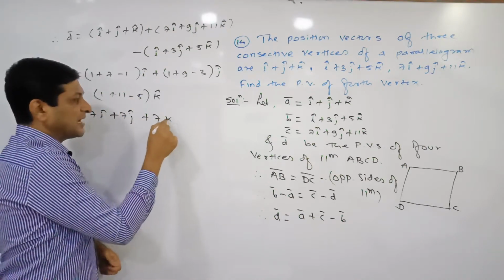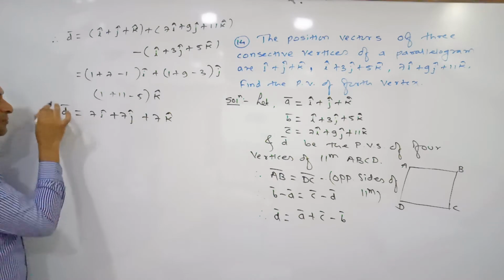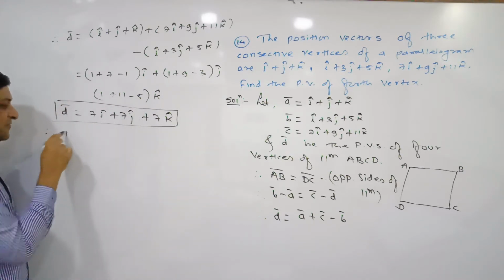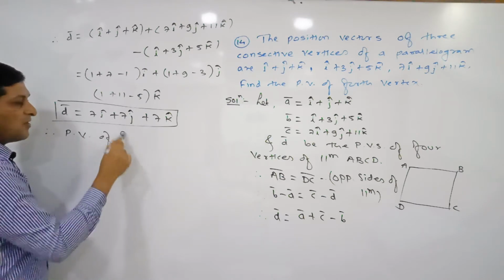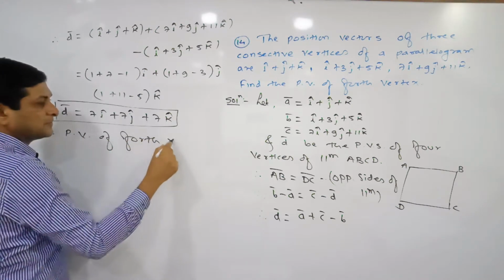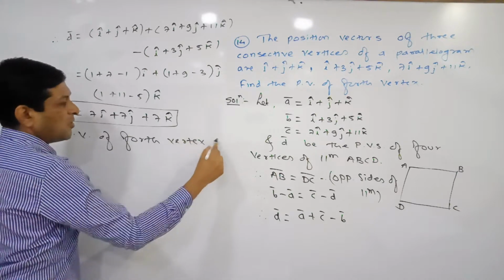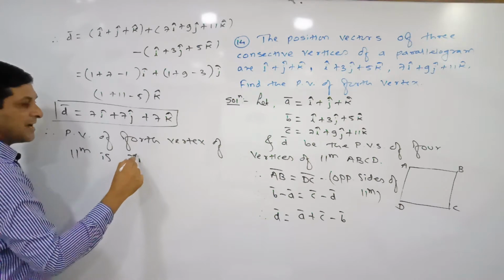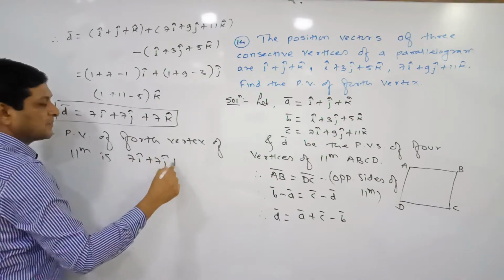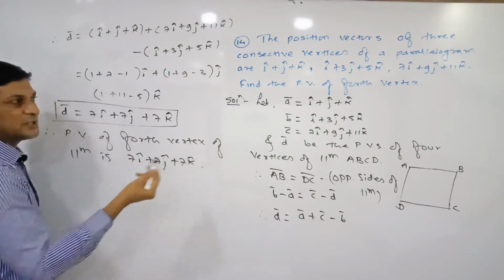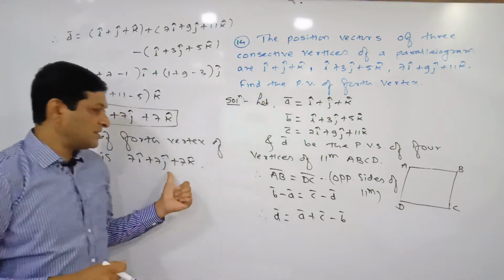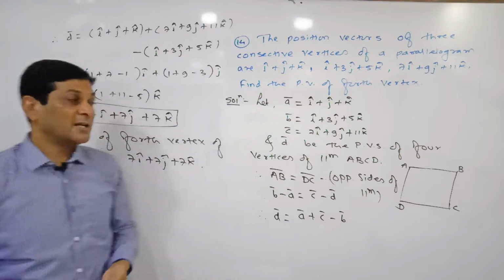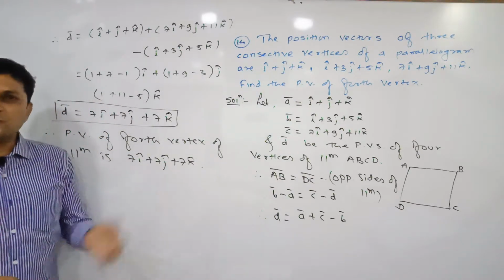So 7 K cap is the value of what? D bar. And what is D bar? It is the position vector of the fourth vertex. So therefore, the position vector of the fourth vertex of the parallelogram is 7 I cap plus 7 J cap plus 7 K cap, and that is the value which we had to find out. The question is to find out what? The position vector of the fourth vertex. In this way we have got the position vector of the fourth vertex.